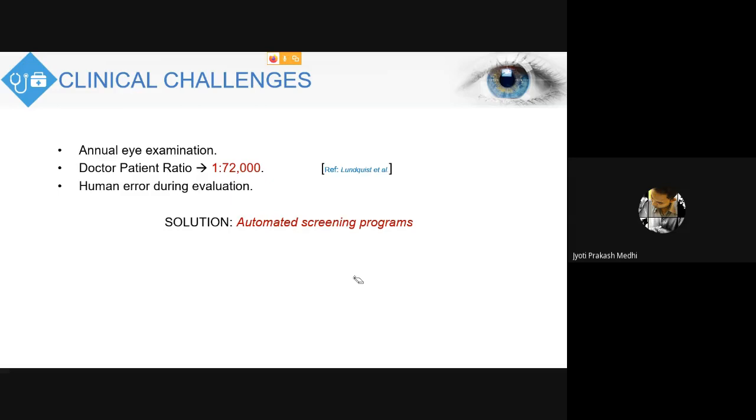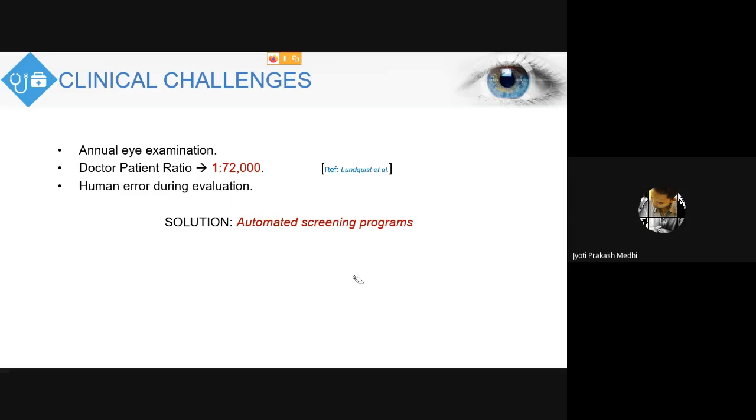problem that arises inside our retina is not only due to diabetes. There may be various other diseases also, which will hamper our retina. So that is why an annual eye examination is very much essential.